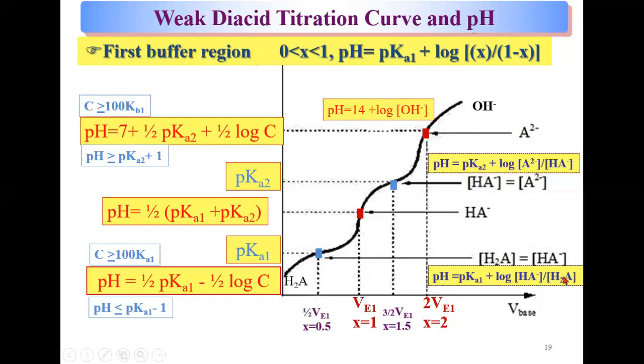What is a very nice equation to use is that anytime you're in a buffer region between x equals 0, not at 0, but between 0 and x equals 1, which is the equivalence point. If you're in between this region, you're in what is called the buffer region. And in this buffer region, we can use the following equation: pH equals pKa1 plus log of x divided by 1 minus x.